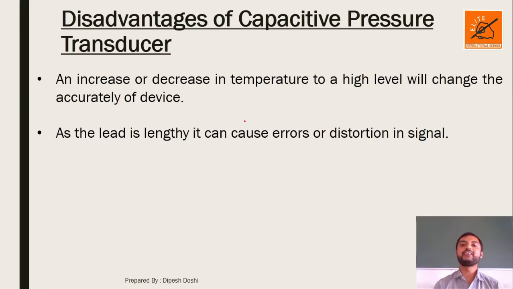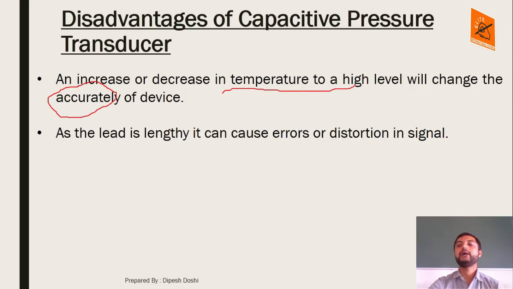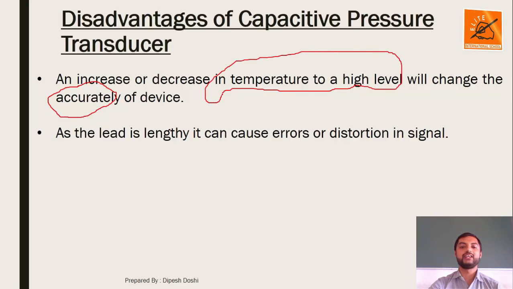There are certain disadvantages of capacitive pressure transducers, and those are that an increase or decrease in temperature to a high level will change the accuracy of the device. So we can say accuracy of the device is based on the temperature. If we make a large change of temperature, then accuracy is largely affected. Second disadvantage is that as the lead is lengthy, it can cause an error or distortion in the signals.